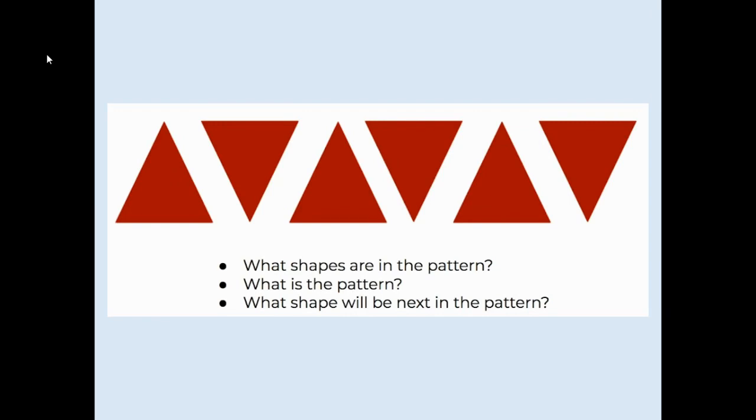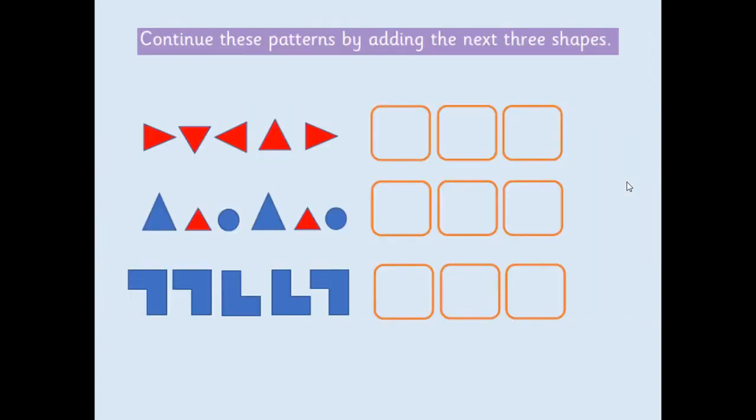So what I'm going to do is say the pattern out loud to know what my next shape in the pattern is going to be. So we've got triangle, upside down triangle, triangle, upside down triangle, triangle, upside down triangle, and the next one's going to be triangle. Pause the video here and continue these patterns by adding the next 3 shapes.